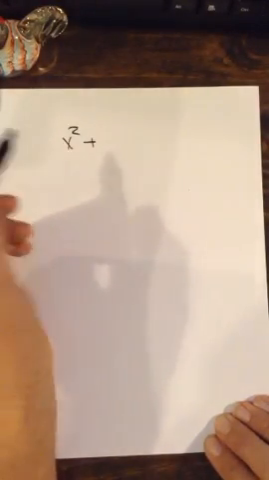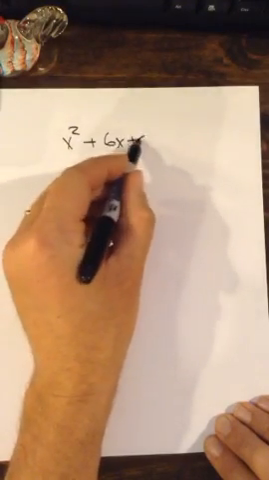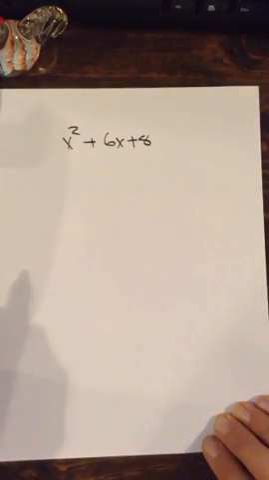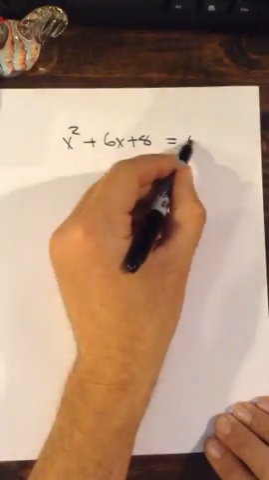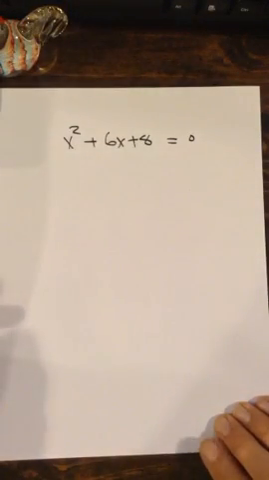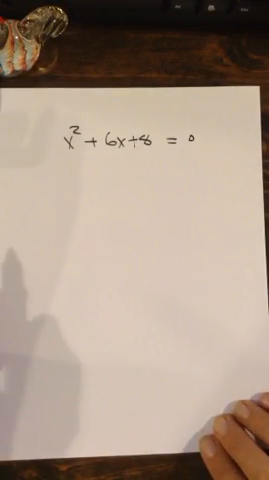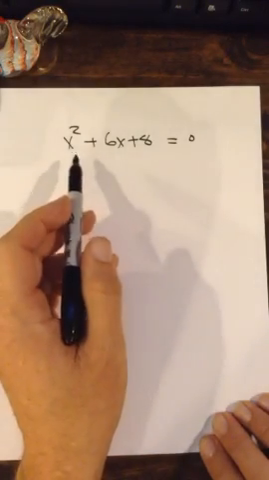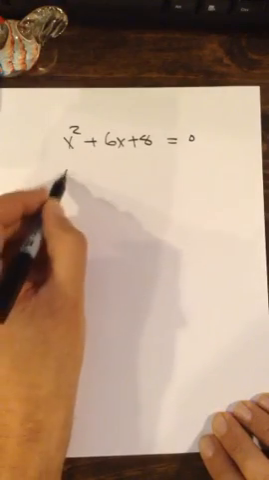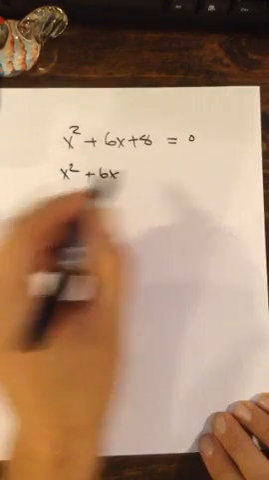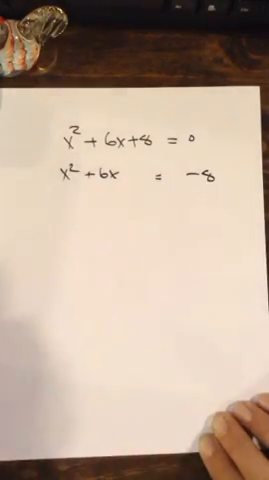Let's say we have x squared plus 6x plus 8. Now this one you could have solved by factoring. You could say 4 times 2 is 8, 4 plus 2 is 6. Let me just do it this way real quick though, and then I'll show you some that you cannot factor. Step 1, balance your c. So I get x squared plus 6x equals negative 8.